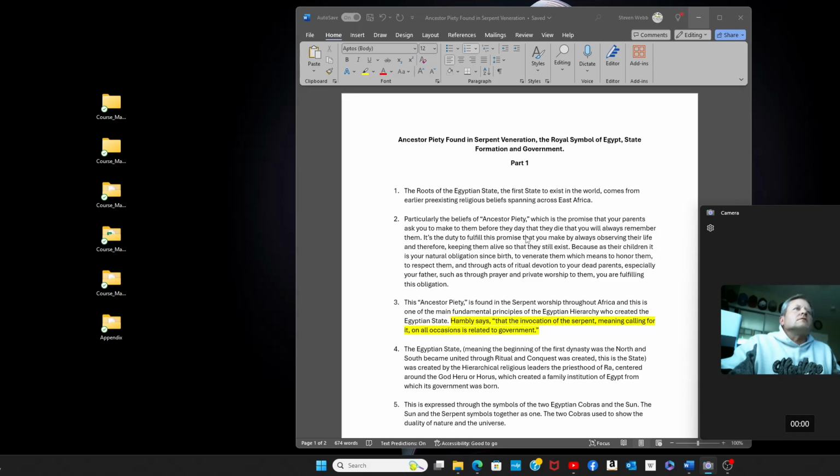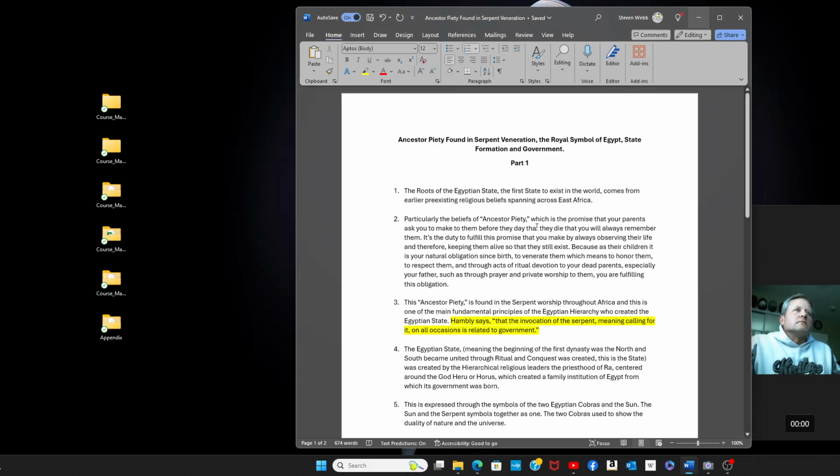Particularly the beliefs of ancestor piety, which is the promise that your parents ask you to make to them before the day that they die, that you will always remember them. It's the duty to fulfill this promise that you make by always observing their life and therefore keeping them alive so that they still exist. Because as their children, it is your natural obligation since birth to venerate them, which means to honor them, to respect them, and through acts of ritual devotion to your dead parents, especially your father, such as through prayer and private worship to them, you are fulfilling this obligation.